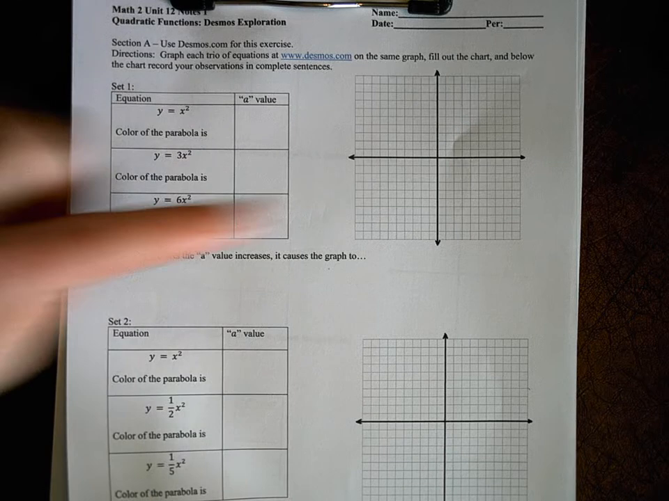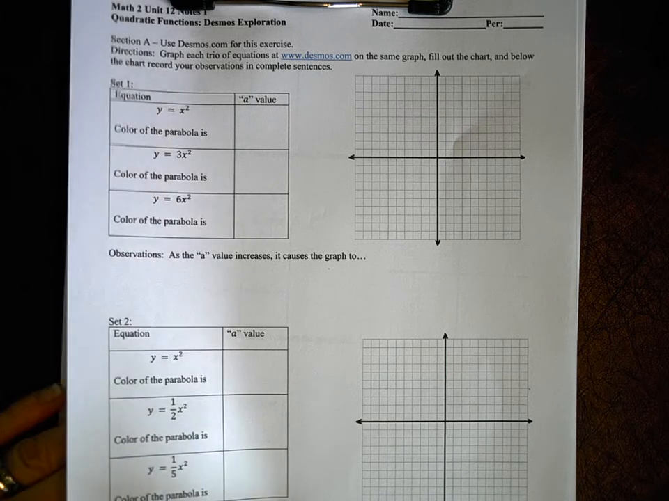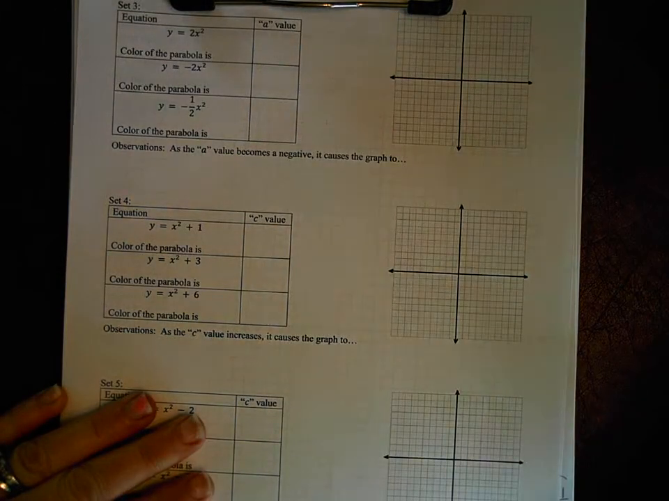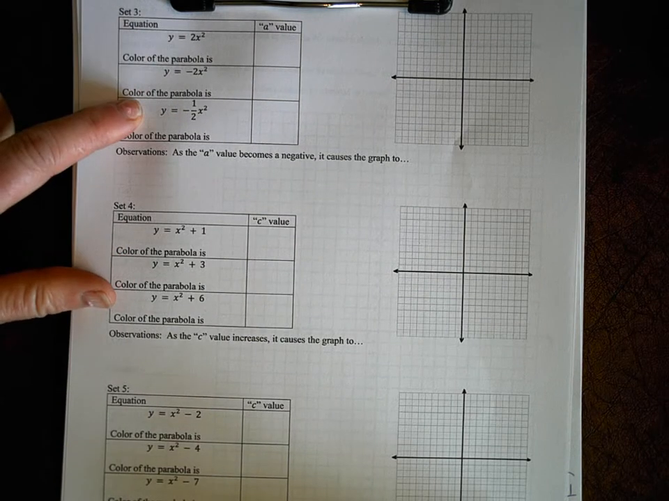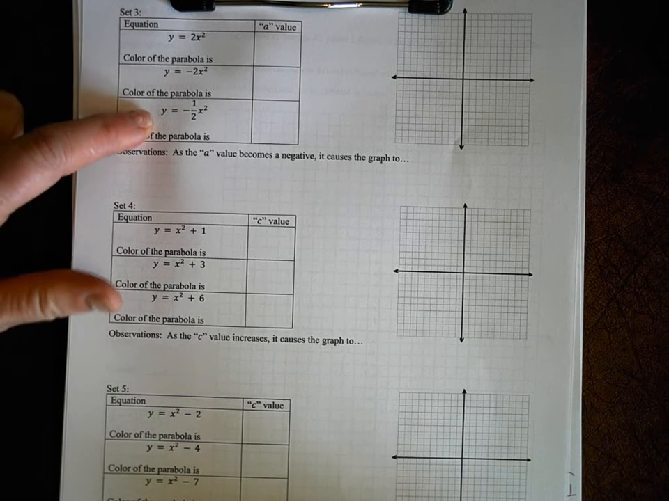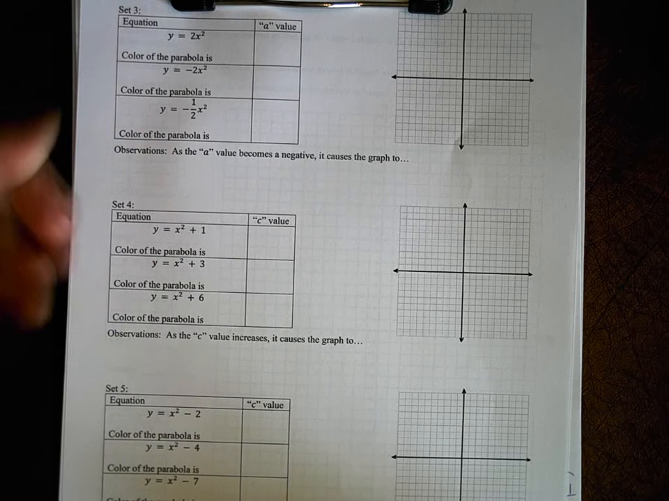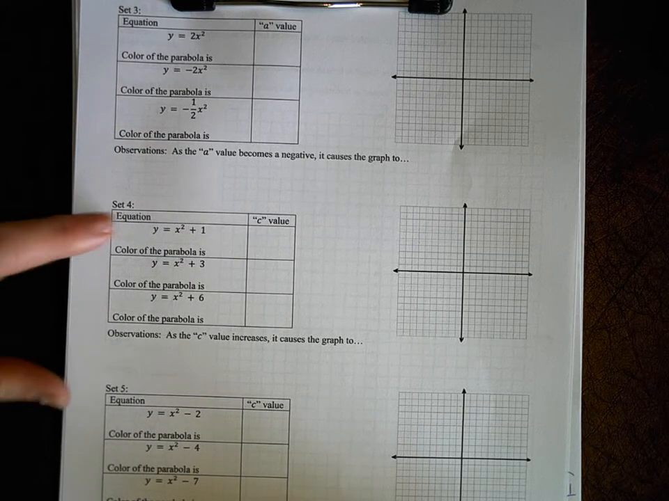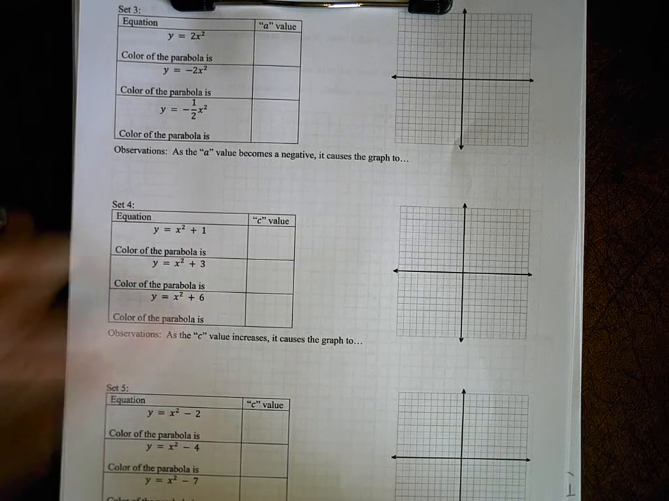Every graph here should be at 0, 0, the origin, which is called its vertex, or the very point of the U. On the second page, you're going to see what a negative does to the graph. Think of it as turning that frown upside down. These should be frowns because they're negative, and the ones with positive should have been smiles. Then on number 4 and number 5, this is called your C value.